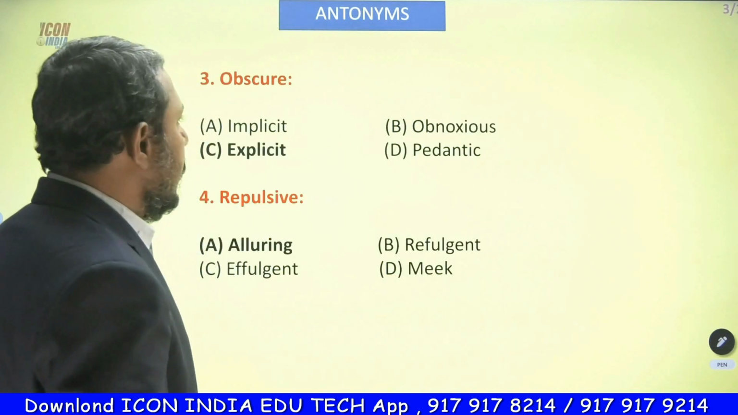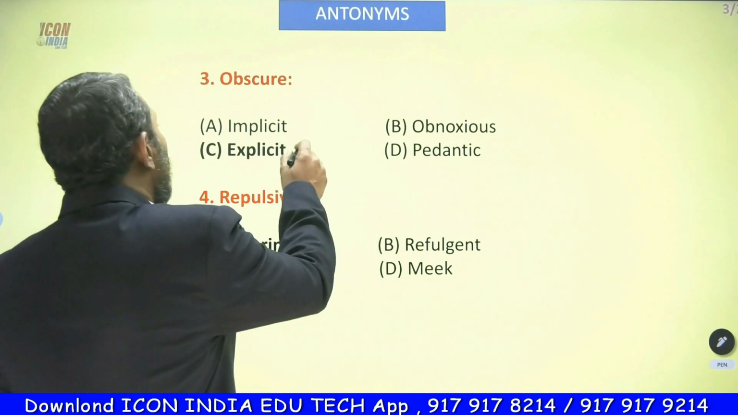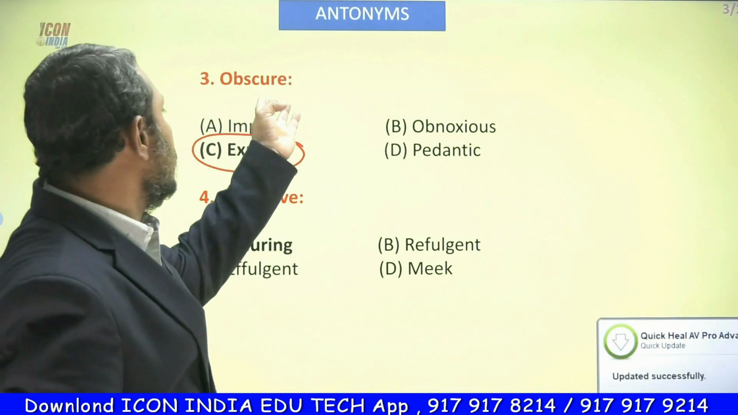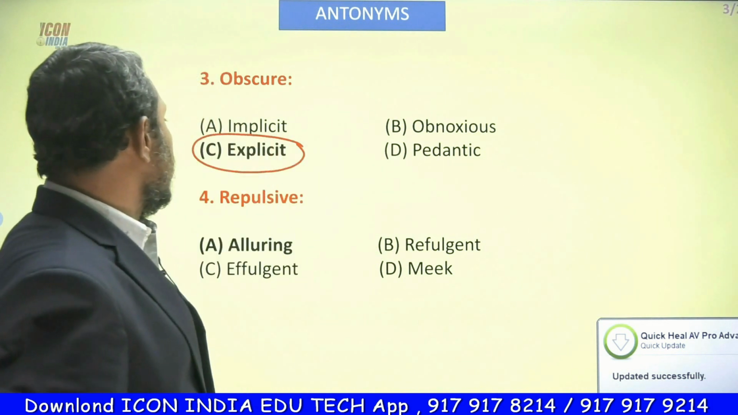Obscure, implicit, obnoxious, pedantic, explicit. What is obscure? You have to explicit something, which is nearer to implicit. Obscure is nothing but very implicit. Obnoxious, pedantic, explicit.